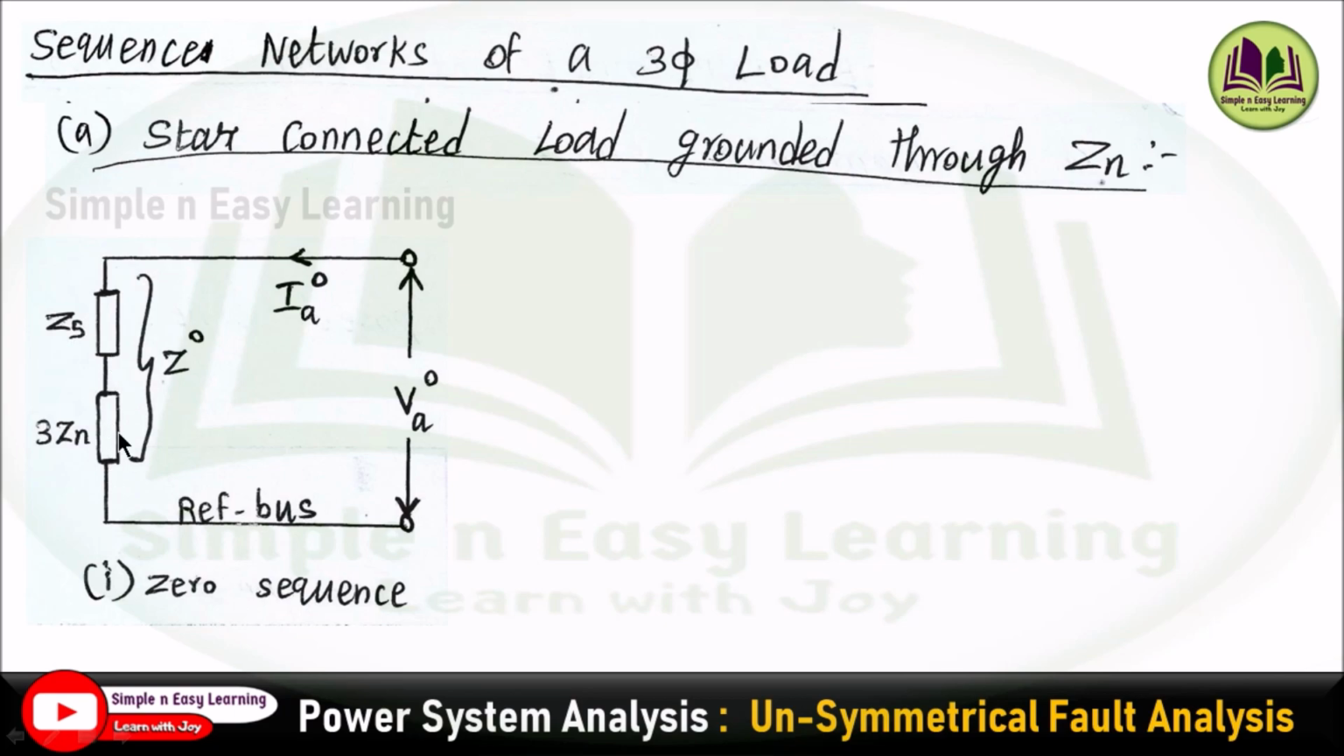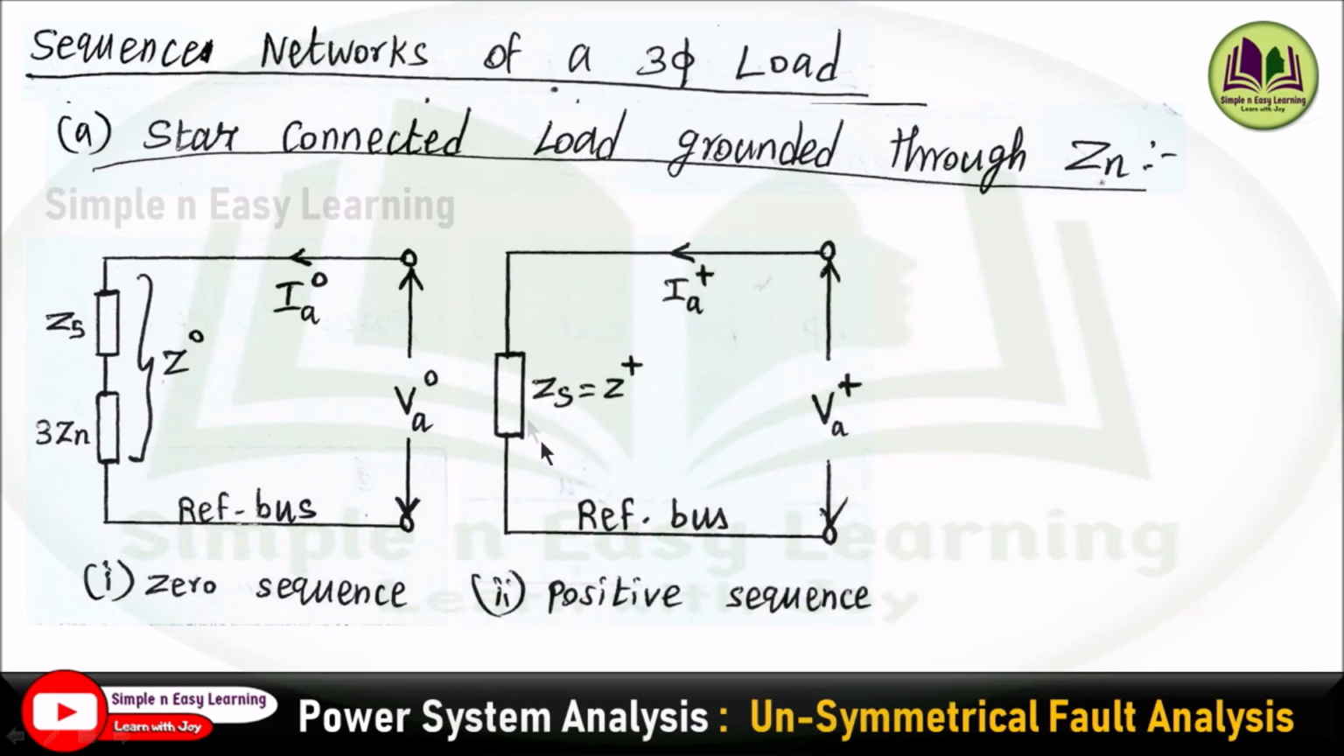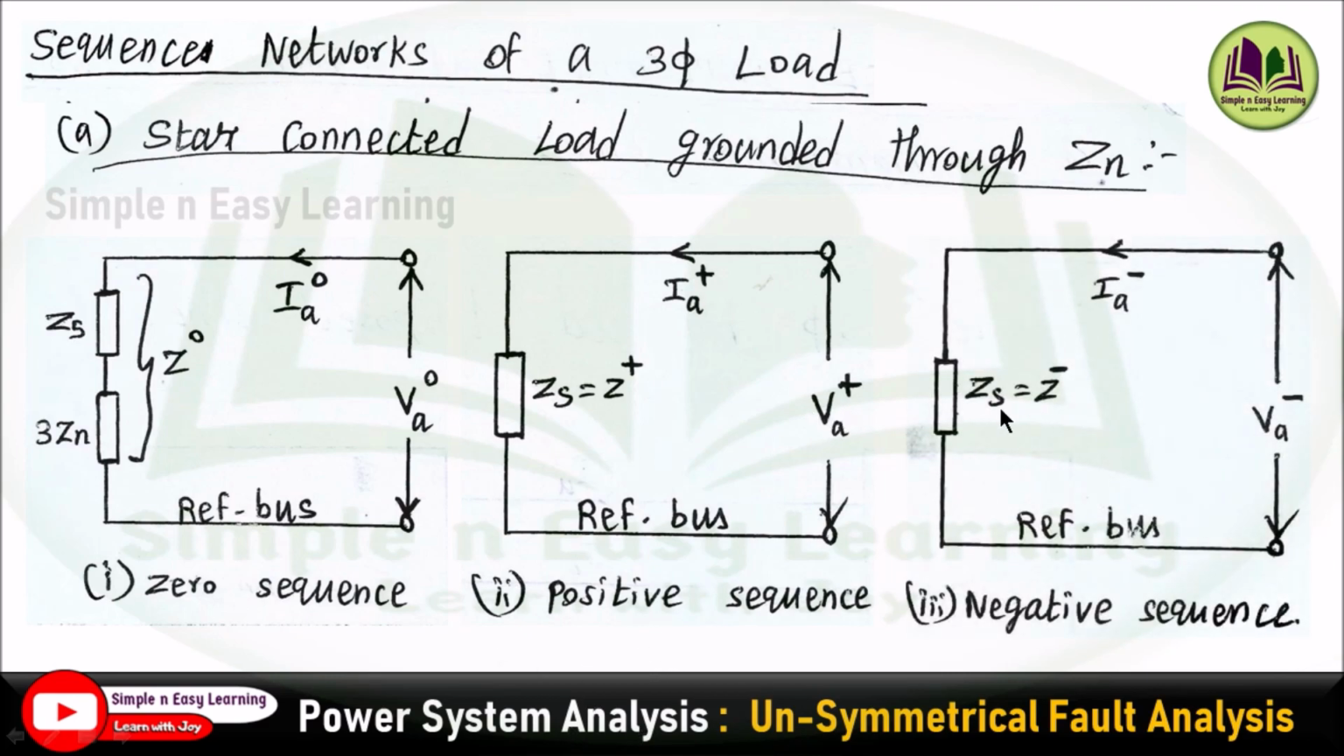It consists of two terms: one is Zs and the other is 3 times the neutral impedance, 3 into Zn. The current IA0 flows in this direction and the voltage is VA0. This is your zero sequence network. The positive sequence network will have the positive sequence impedance Zs, with IA plus and VA plus. Similarly, the negative sequence network has Zs, IA minus and VA minus. This is how you need to draw the sequence network for a star connected load grounded through impedance Zn.